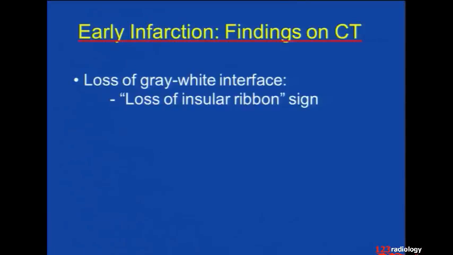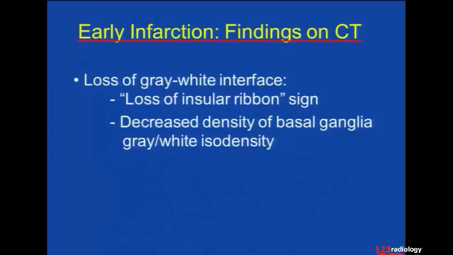There is a common sign in which we see this feature, and that's called the loss of the insular ribbon sign. I'll show you many examples of that. Another gray matter structure that can lose CT density and be a manifestation of early infarction is the basal ganglia, losing density and becoming isodense with adjacent white matter.